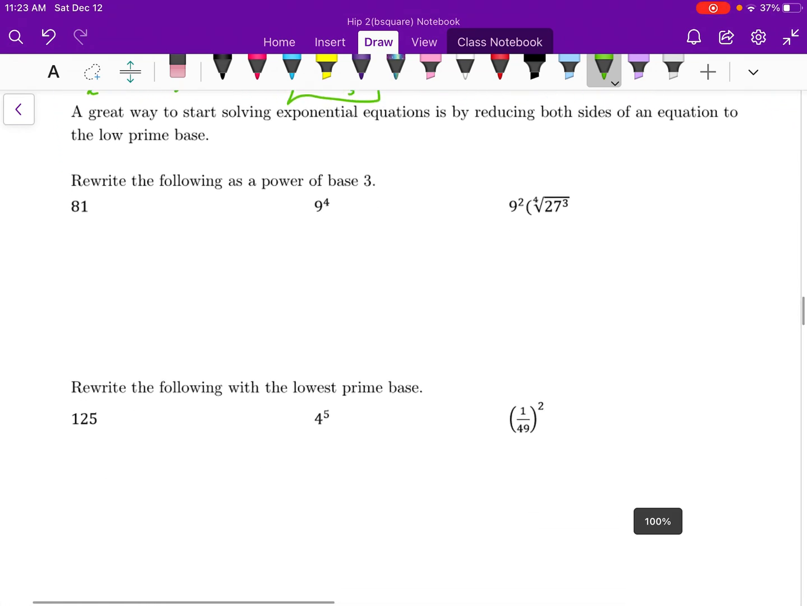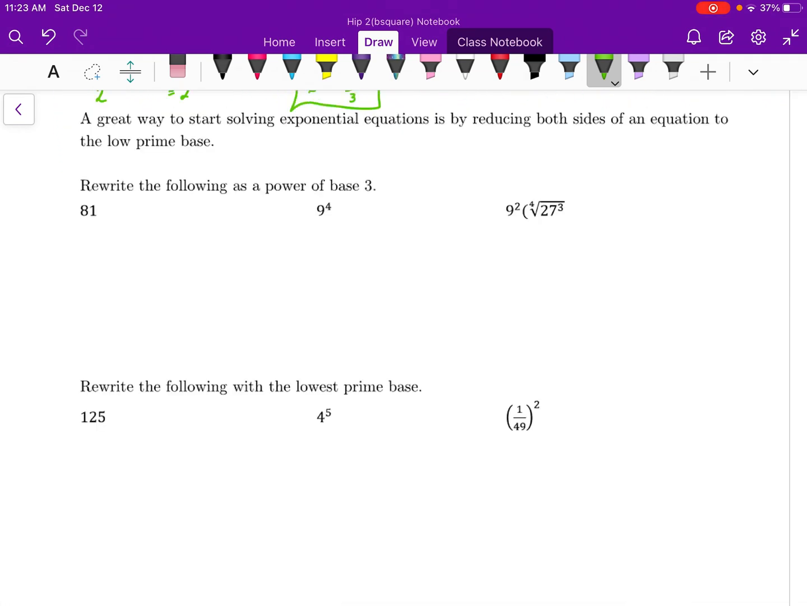So, moving on, a great way to start solving exponential equations is reducing both sides of the equation to the lowest prime base. Let's put lowest prime base. I guess I'm kind of redundant, just a prime base. So we're going to rewrite the following numbers as a power of 3.